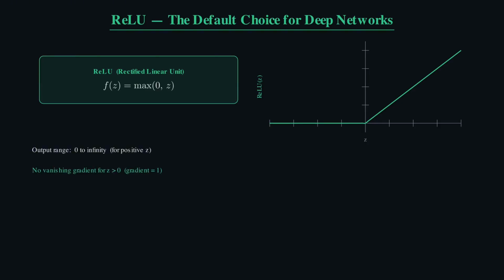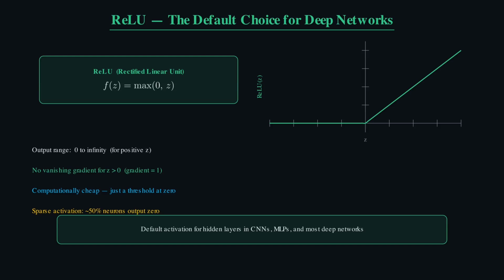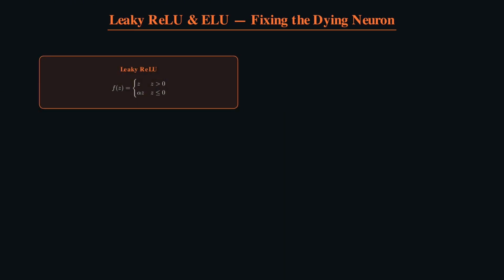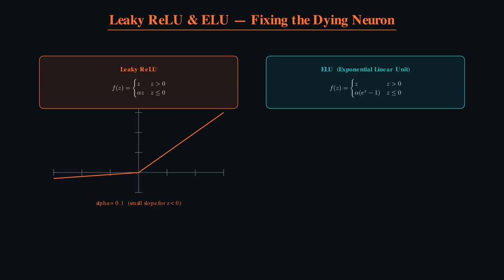ReLU changed everything. Max of 0 and z. No vanishing gradient for positive inputs, computationally cheap, and roughly half the neurons output 0 on any given pass. That sparsity turned out to be a feature, not a bug, and ReLU became the default for hidden layers in almost every deep network built since 2012.